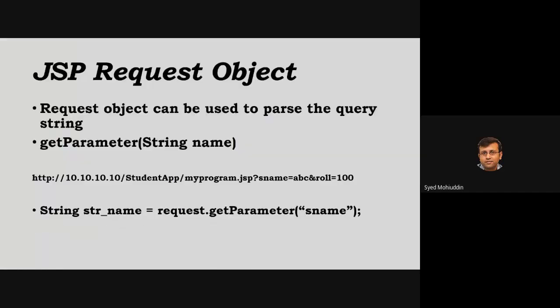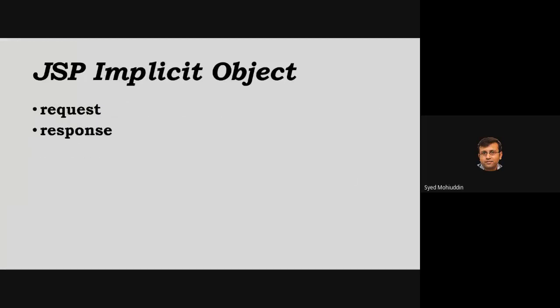Now next, we have seen the request object in JSP. We also had something known as the response object. Now you know that the response object is to give the output back to the web browser, or the client or the user who is requesting us. So we can use out.println, or we can also use the JSP expression tag to give the display.